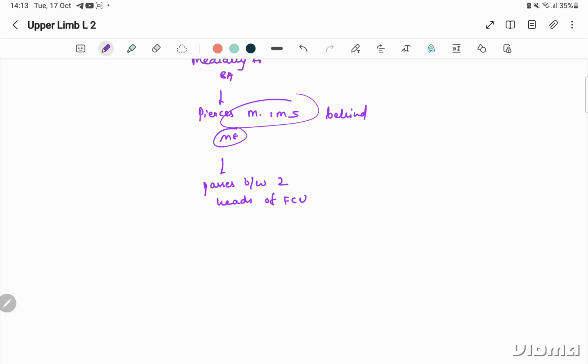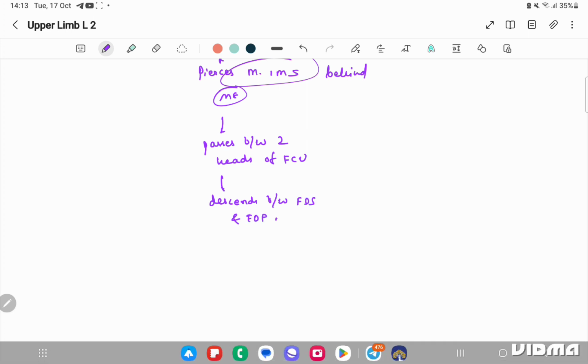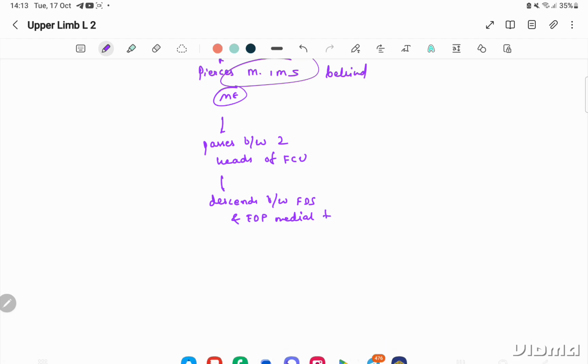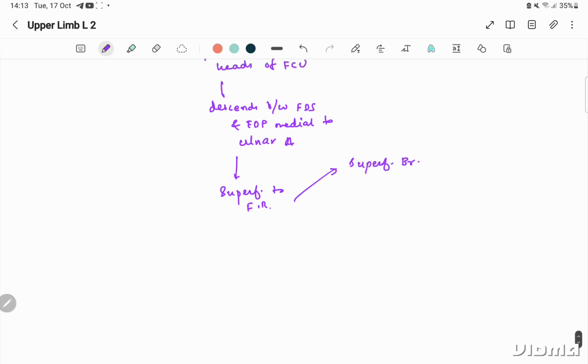Okay, then it passes between two heads of FCU, flexor carpi ulnaris. Okay. Then it descends between FDS and FDP on the same medial side, medial to the ulnar artery, and then it passes superficial to the flexor retinaculum and divides into a small superficial branch and a deep branch.